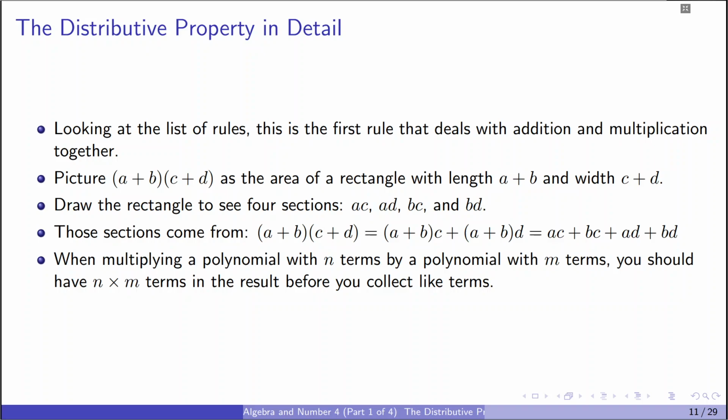If you are multiplying a polynomial with n terms by a polynomial with m terms, you should have n times m terms in the result before you start collecting like terms. So if you have 3 terms in one polynomial and 5 in the other, when you multiply them, you'll have 15 terms. Now, they may simplify to a lot less than that. When you collect like terms, some might add up to 0, some just have the same exponents. So your last step is probably going to have less than 15. At least it does in most cases. But you should start with 15 before those like terms are collected.